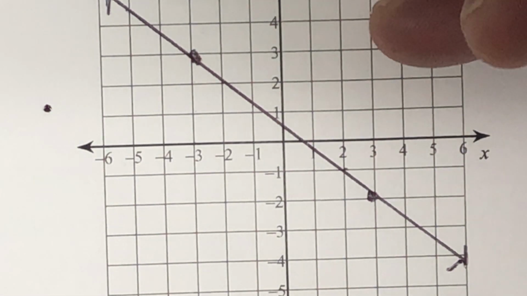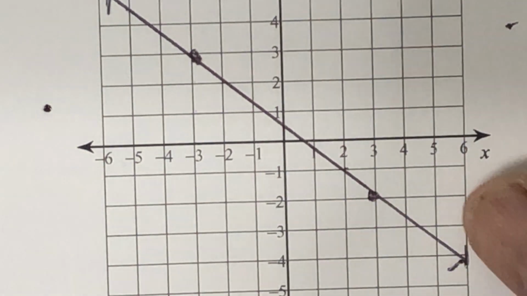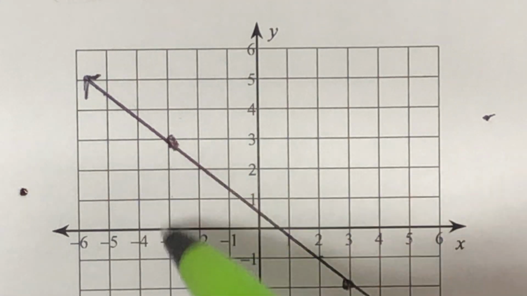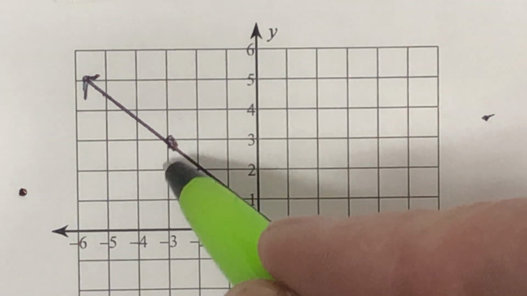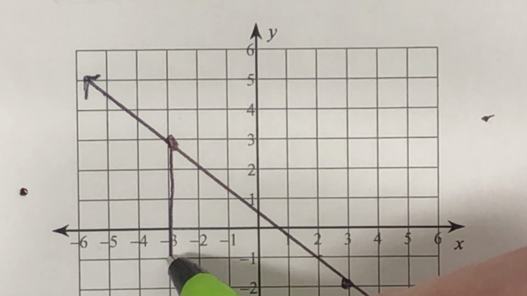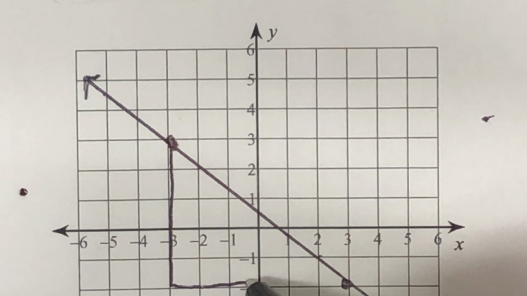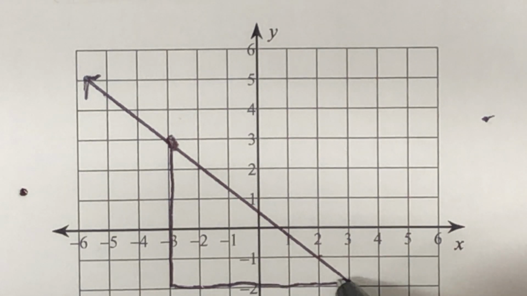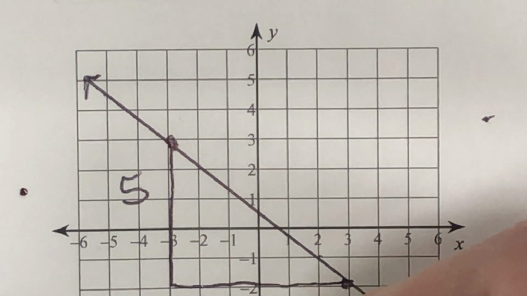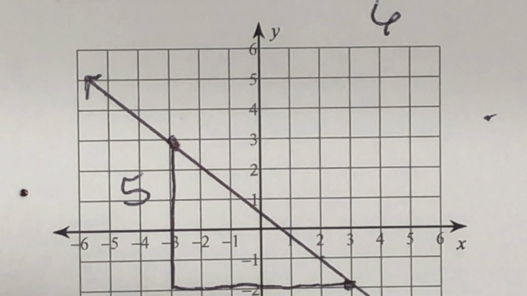You're looking for the ones where it comes closest to crossing in the corner. The line is going up to the left, so the slope is going to be negative. And we're going to go down and to the right. So we go down 1, 2, 3, 4, 5, and we go over 1, 2, 3, 4, 5, 6. We went down 5 over 6. The slope is negative 5 over 6.